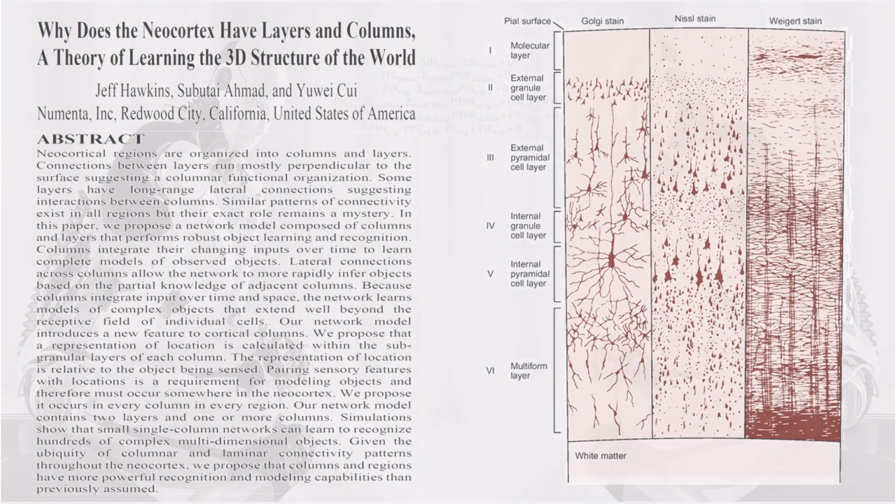Neocortical regions are composed of columns and layers that perform robust object learning and recognition. Columns integrate their changing inputs over time to learn complete models of observed objects. Lateral connections across columns allow the network to more rapidly infer objects, based on the partial knowledge of adjacent columns. Because columns integrate input over time and space, the network learns models of complex objects that extend well beyond the receptive field of individual cells.